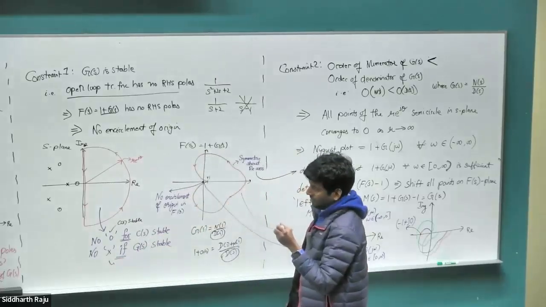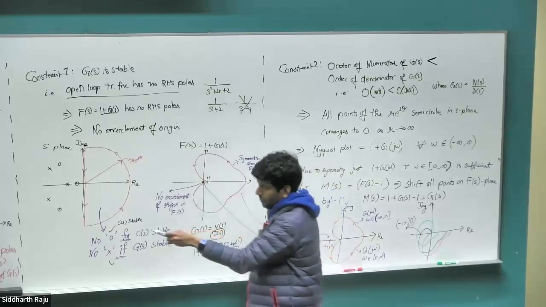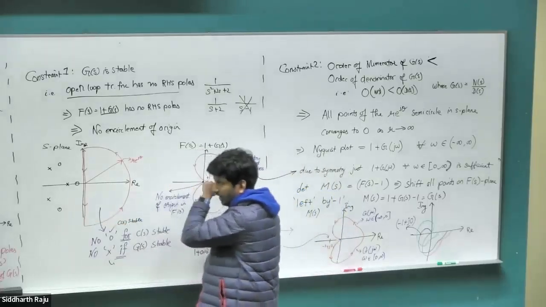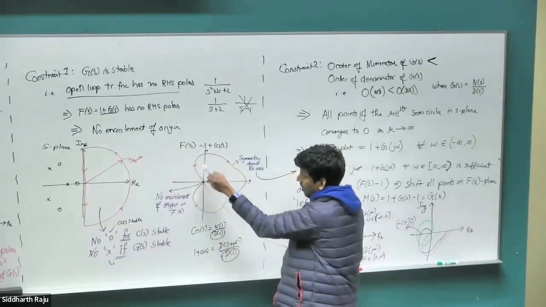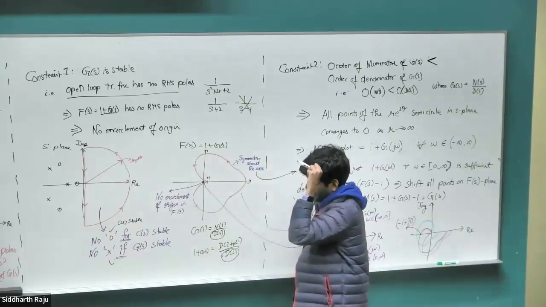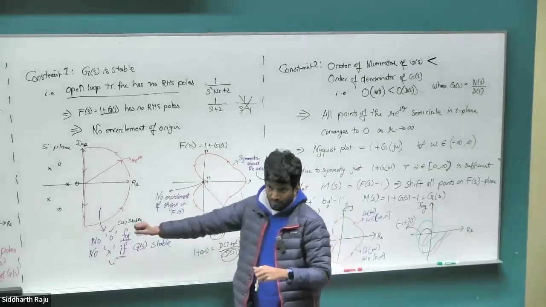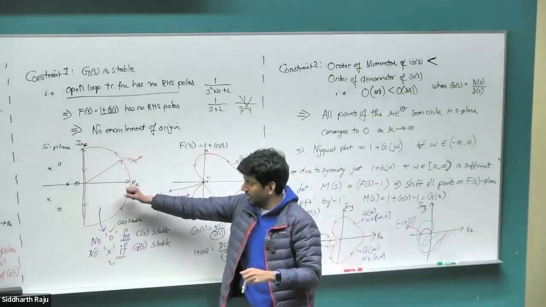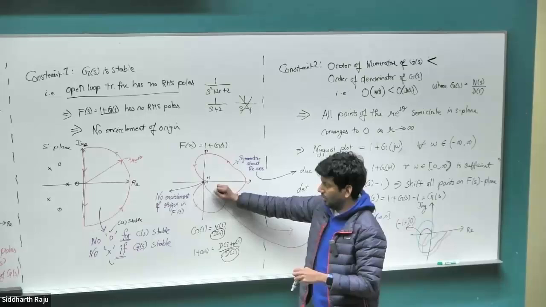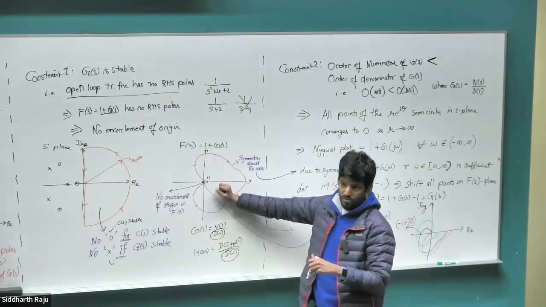Given that, what does it mean from our Nyquist constraint? We would not encircle the origin in any way once we go to the F of S plane, because the number of times we encircle the origin must equal the number of poles. If there are no poles, then it's not going to enclose the origin at all. Everybody clear so far?